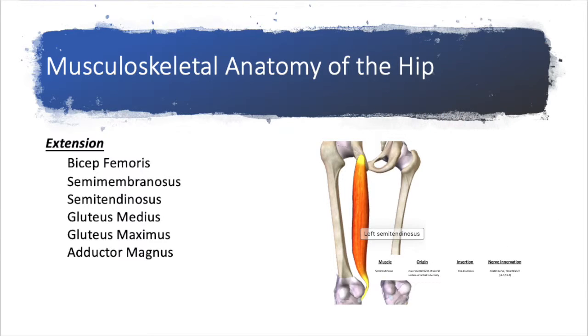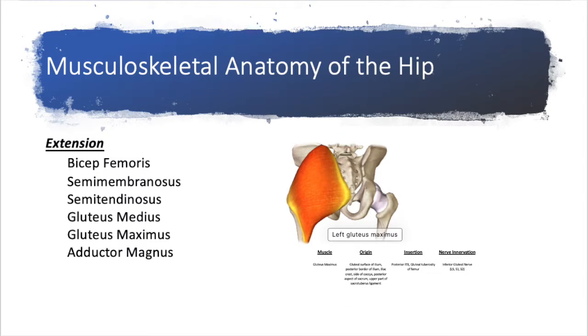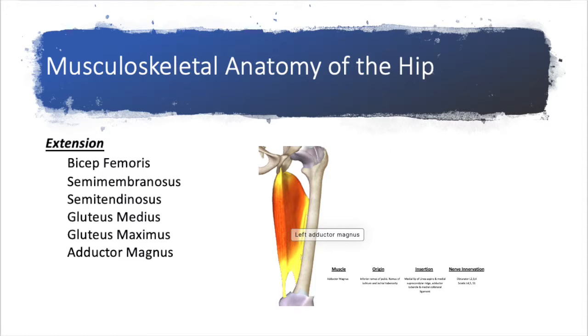Semitendinosus, which originates at the ischial tuberosity and inserts at pes anserine. Glute max, which originates at the gluteal surface of the ilium, the posterior border of the ilium, the iliac crest, the side of the coccyx, the posterior aspect of the sacrum, the upper part of the sacrotuberous ligament, and inserts on the posterior iliotibial band and the gluteal tuberosity of the femur. And adductor magnus, which originates at the femoral surface of the ischiopubic ramus and the lateral part of the inferior surface of the ischial tuberosity, and inserts at the upper part of the linea aspera and the medial supracondylar ridge.